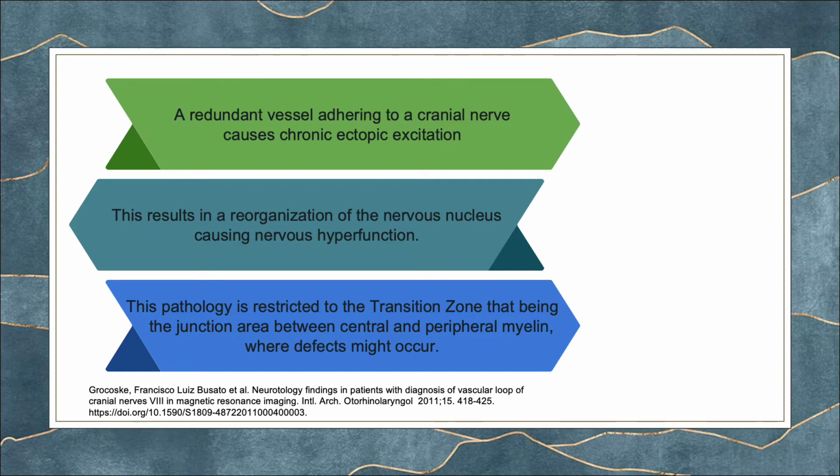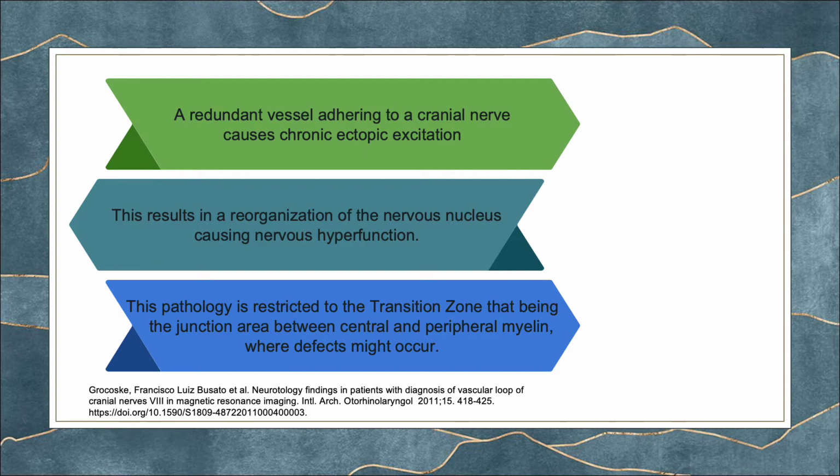This means the chronic compression can result in regional nerve demyelination, reorganization of the nerve, and axonal hyperactivity that results in tinnitus, hyperacusis, or vertigo. Another theory is that disturbances in the distribution of blood flow results in reduced vascular perfusion of the nerve, which results in otological symptoms such as hearing loss and tinnitus.